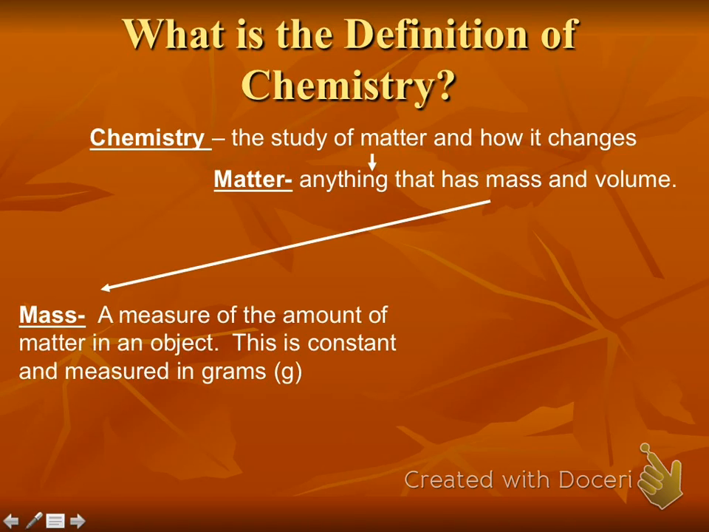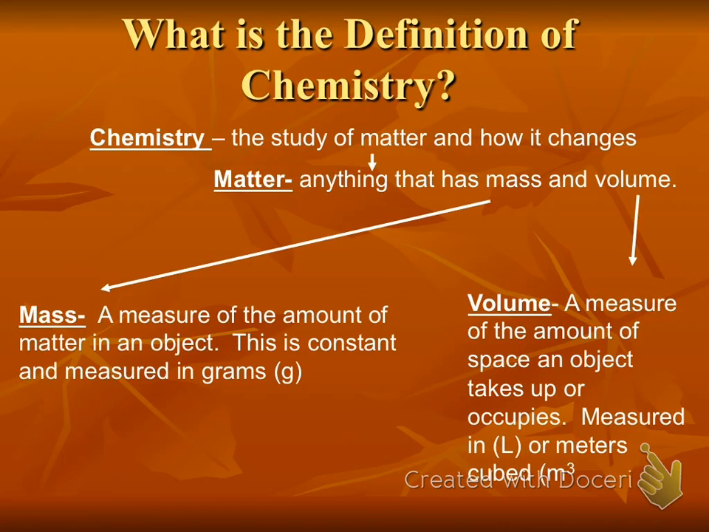We've talked about this, but mass is a measure of the amount of matter in an object. It's a constant, so it doesn't matter where you are in the universe. The mass of a substance does not change. It does not depend on gravity, and it's measured in grams or kilograms or something like that. As far as volume goes, that's the amount of space an object takes up. It is measured in liters or meters cubed, or a derivative of one of those two things. So just some reminders there, some review. Probably know most of that already.